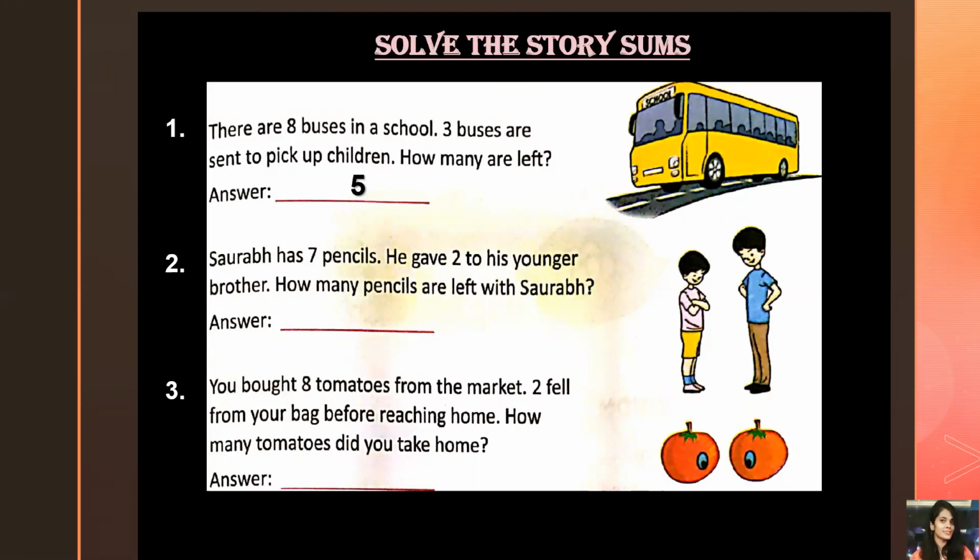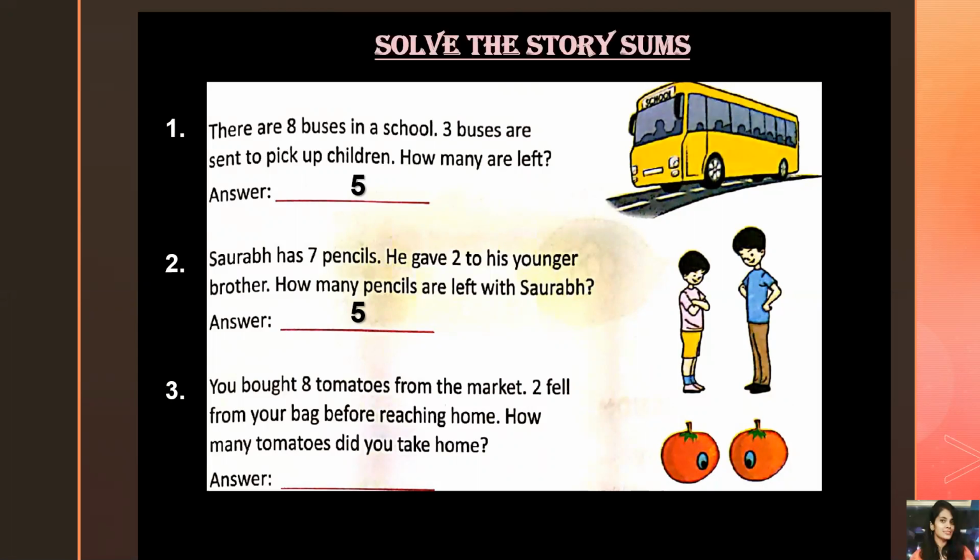Second story sum. Saurabh has 7 pencils. He gave 2 to his younger brother. How many pencils are left with Saurabh? 7 pencils minus 2 pencils. The answer will be 5 pencils. So, Saurabh is left with 5 pencils.